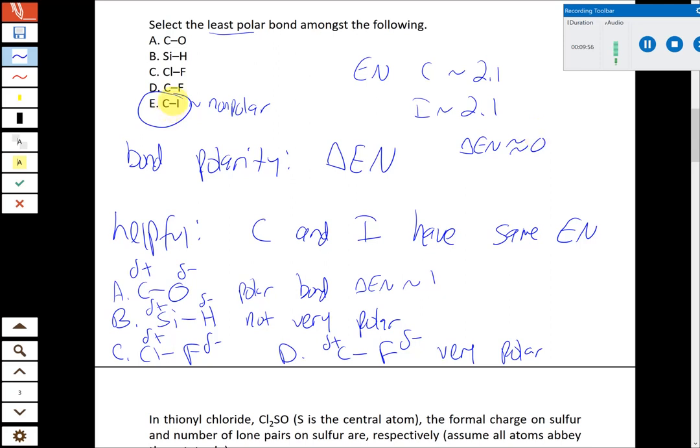So the CI bond, even though the atoms are kind of far apart from each other in the periodic table, is basically a nonpolar bond. The rest of these are at least a little bit polar. SiH is pretty nonpolar, but still a little bit polar, and same with the rest of these. They all have some polarity. So the one that doesn't have a difference in electronegativity, and thus is basically a nonpolar bond, is going to be choice E.